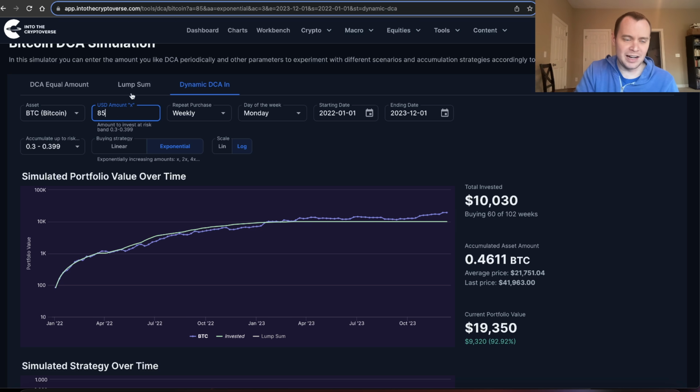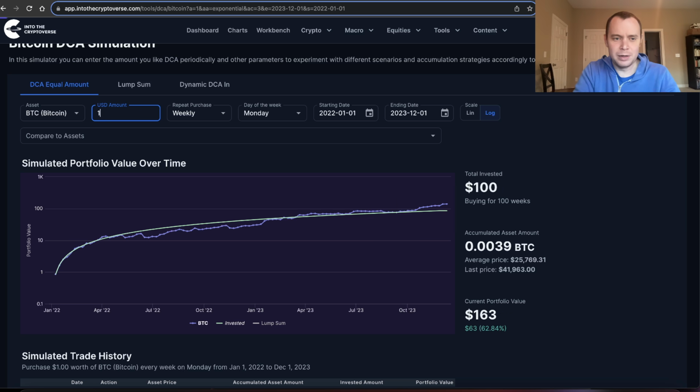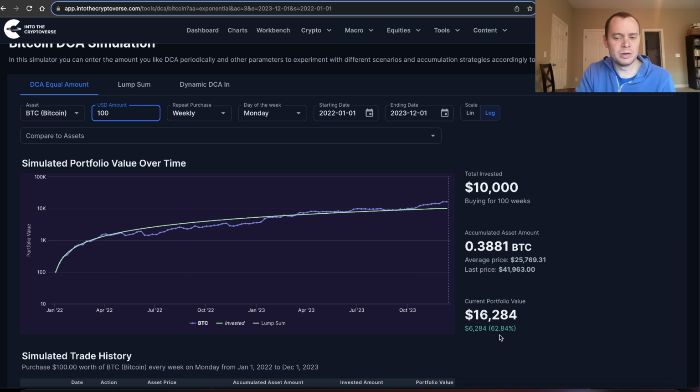Let's just say, if your X were 85, then you would have put in about 10,000. It would currently be worth about 19,000. Whereas a DCA equal amount, if you put in 100 per week, you put in about 10,000, it'd be worth about 16,000.